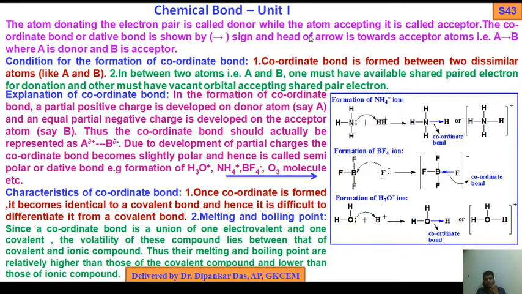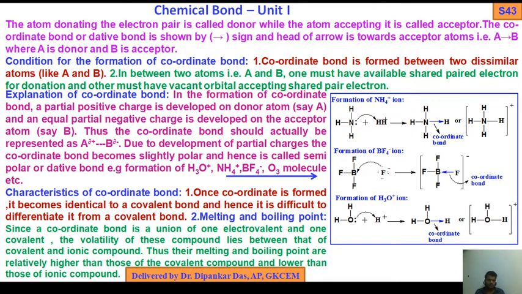Okay. Now conditions for the formation of coordinate bond. What are the conditions? Coordinate bond is formed between two dissimilar atoms like A and B. Number 2, in between two atoms, A and B, one must have available shared pair electrons for donation. That is the atom whose tendency is to donate electron pair must have available shared pair electrons so that it can donate. Another must have vacant orbital so that it can accommodate or accept the shared pair electrons.